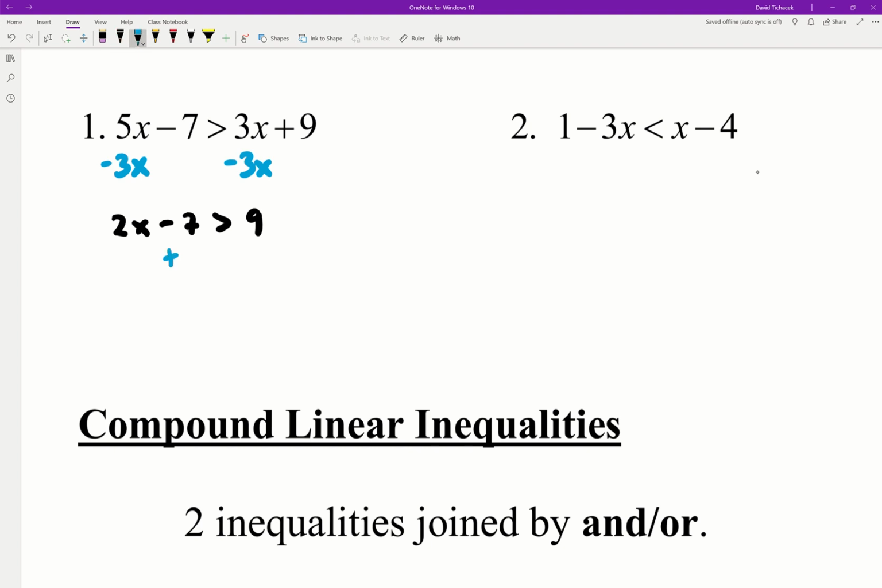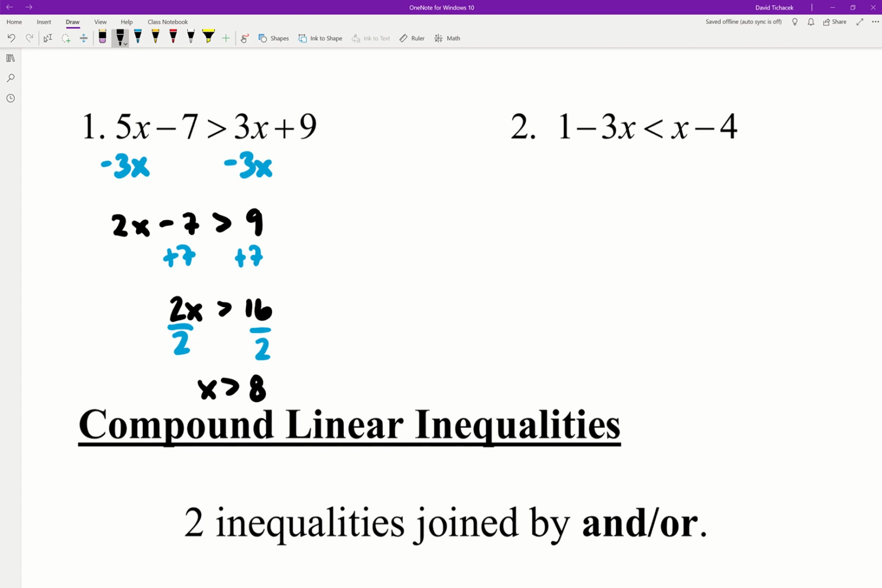And so the rest of this, we're just going to go ahead and perform the exact same steps as always until we get down to our final solution here of, it looks like x is greater than 8. Okay, and so that is going to be our answer, but that's written in inequality notation. We need to go ahead and convert that to interval notation.